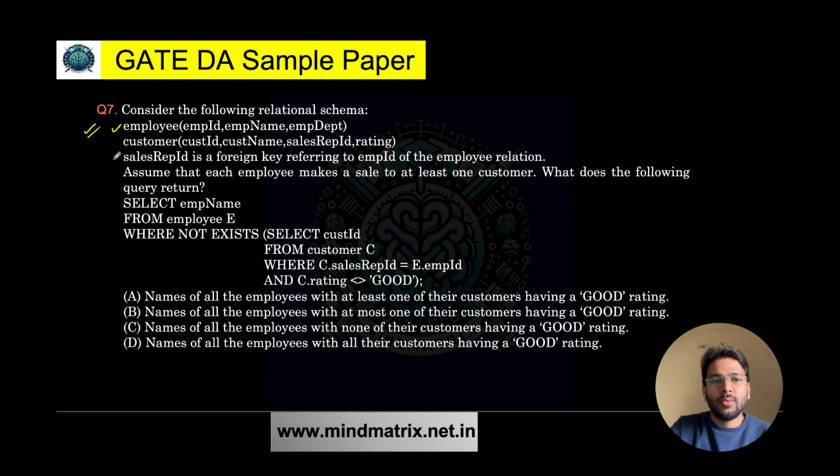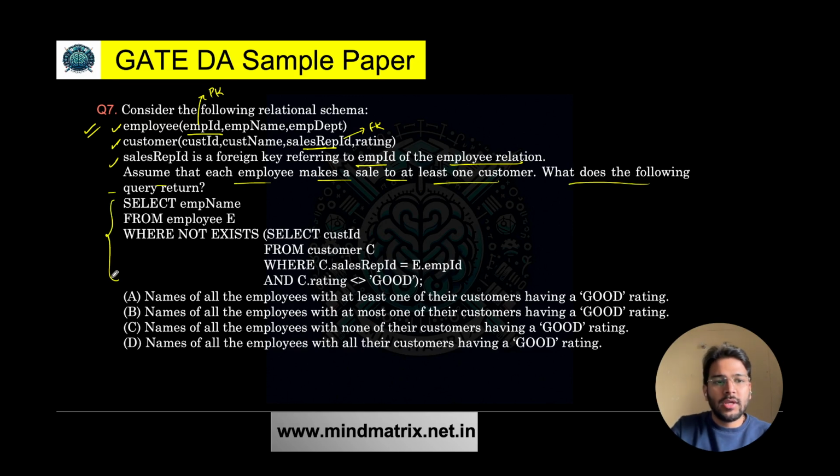Employee relation is given to us, customer is given to us, sales represent ID is a foreign key referring to the employee ID of the employee relation. Okay, so this is your foreign key, and this is referring to this employee ID, which is your primary key for the employee table. Fine. Now assume that each employee makes a sale to at least one customer. Okay, what does the following query return?